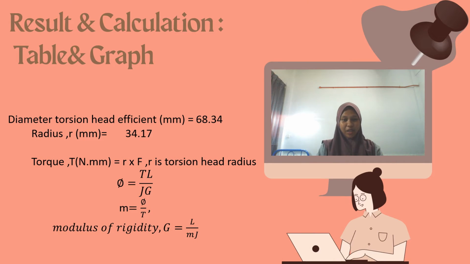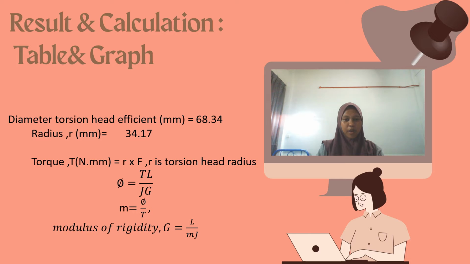Hello, my name is Noratika Shahira binti Uyuk. Now I will present the results and calculations for this experiment. First we measure the diameter of the torsion head, which we get as 68.34 millimeter. From that we calculate the radius, which equals 34.17 millimeter. From the radius we use the formula of torque, which is torque equals R times F, where F is the force, which is the weight of the load that we use.